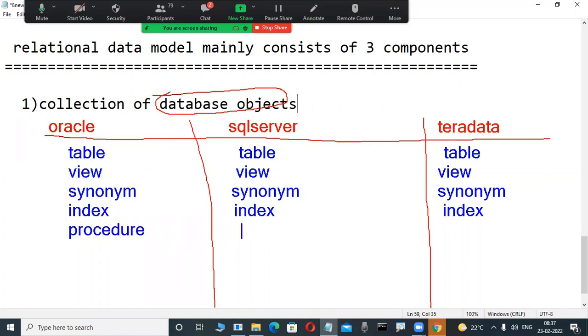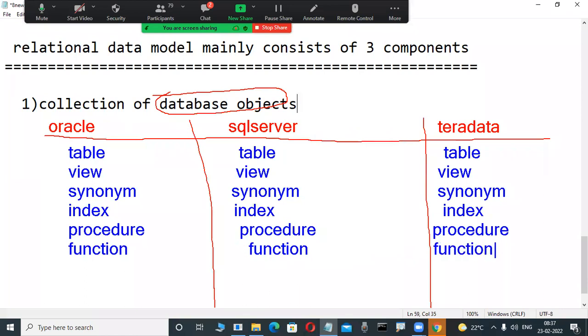Here also procedure is a database object. Here also procedure is a database object available. Here function is a database object. Here also function is a database object. That's why, now here trigger, package, like this. That's why, what is the database object table?